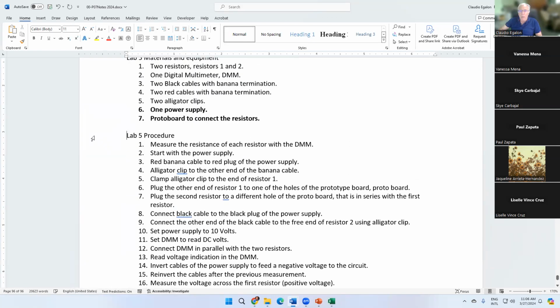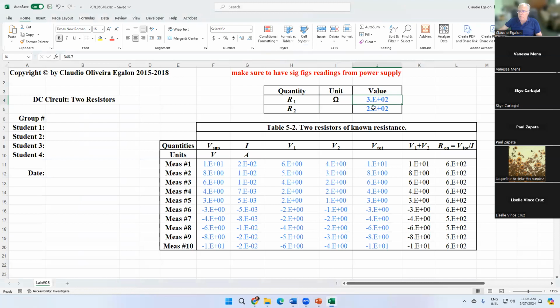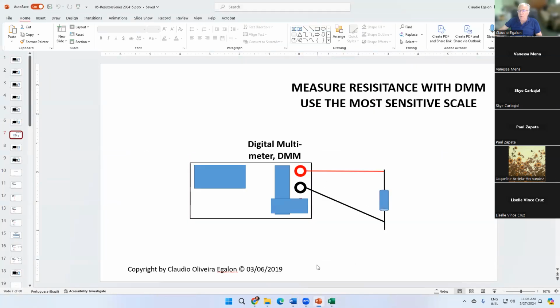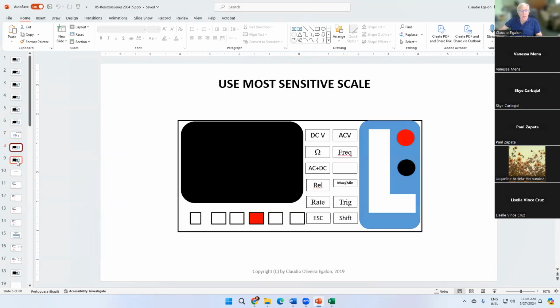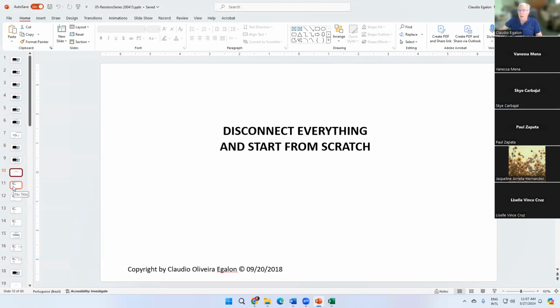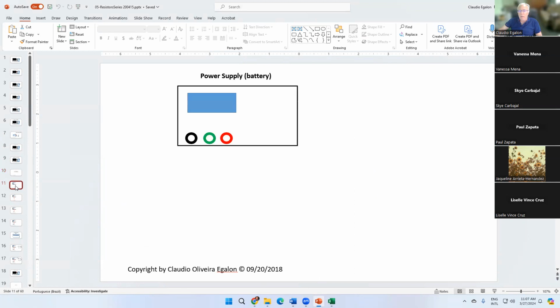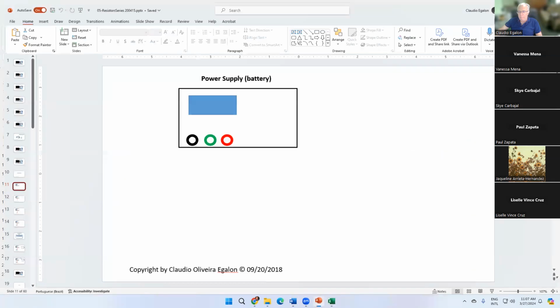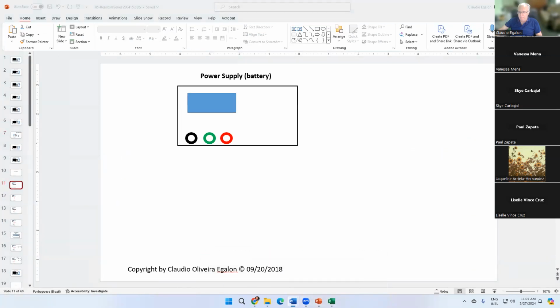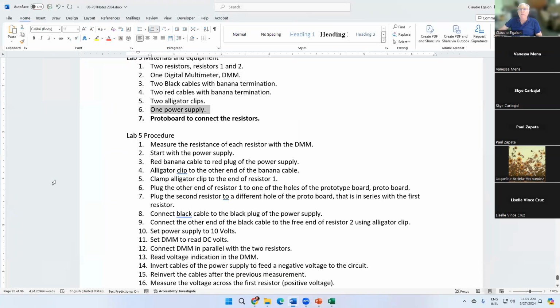Procedure. Measure the resistance of each resistor with the DMM. And then we have a power supply. You already saw here the values of the resistors measured, how you do it with the multimeter. And now we are going to use a power supply. Start with the power supply. That's the one. You're also going to need a proto board to connect the resistors.